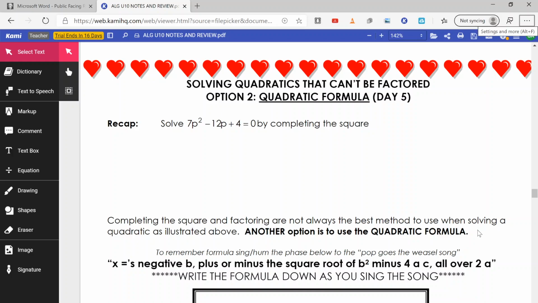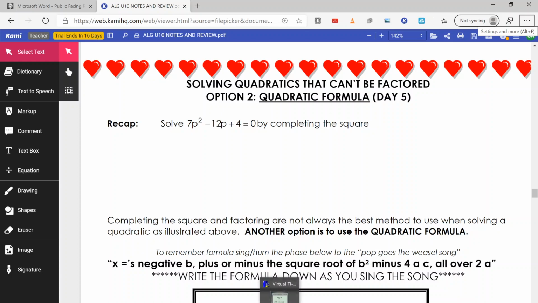What we're going to look at now is how to solve quadratics that can't be factored. So a little recap on how to complete the square. I'm actually going to skip this because I do this last within the classroom. So this is a topic I haven't covered yet, completing the square. So I'm just going to get right into what happens when we can't factor it.